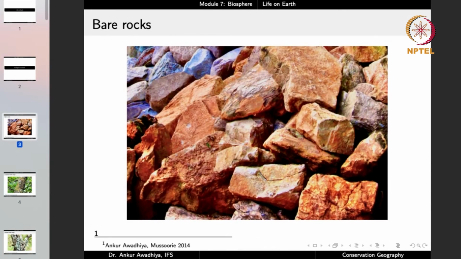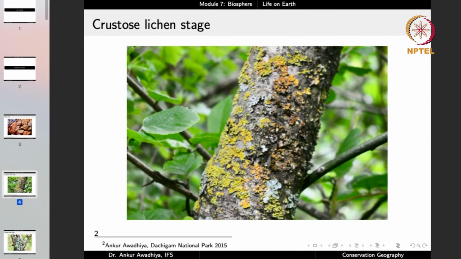So when we have bare rocks, there is no living organism living on them. But after some time, the primitive plants will come up, and the first primitive plants that come up are the lichens. Now, lichens are a symbiotic complex comprised of plants and fungi. Essentially, these two species live together, supporting each other, and in this way they are able to thrive in some of the most extreme habitats.